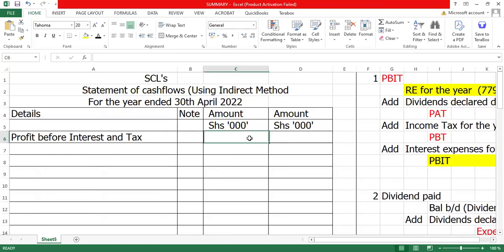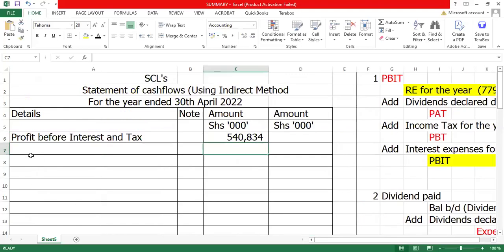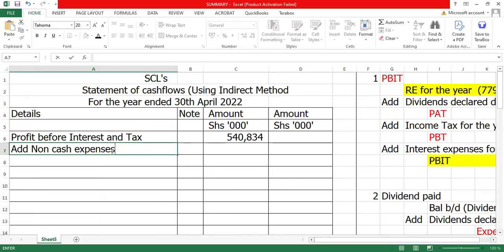So here we are going to put this figure. After putting this, I will do what? Remember, now we add non-cash expenses. In an exam, just answer; don't be specific about non-cash expenses. Just read it through and see whether you have those, because you'll be adding back non-cash expenses, then you remove non-cash incomes, before looking at the changes in working capital.